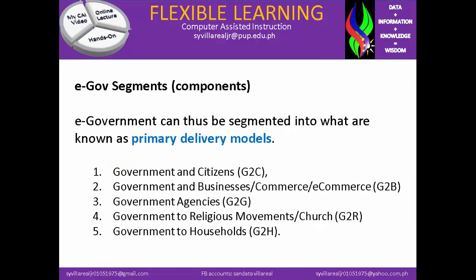E-government segments, or the components of e-government. Primarily, it delivers the following models: government to citizen, G2C; government to businesses or commerce, e-commerce, G2B; government to government agencies, G2G; government to religious movement or church, G2R; and government to household, G2H.